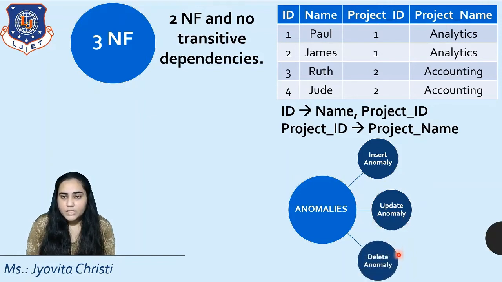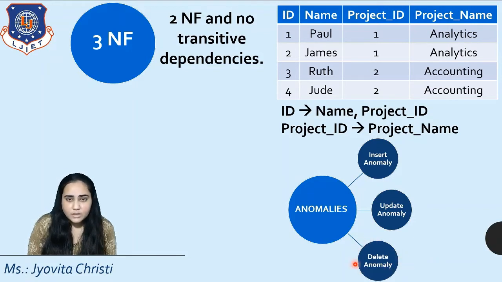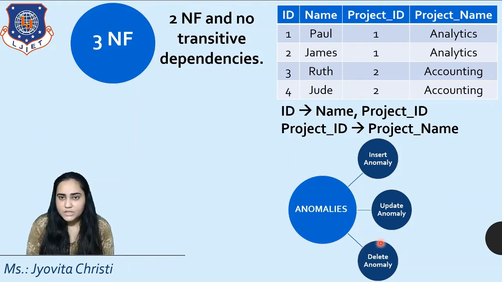And delete anomaly. So if you want to delete some project, then you might actually end up deleting that employee also. For example, if I delete analytics, then I end up deleting everything about Paul and James. And this table could contain more data about Paul and James, for example, their phone numbers or their addresses or their email addresses, and all these things could be present. And I'd end up deleting all that just because I want to delete some project.